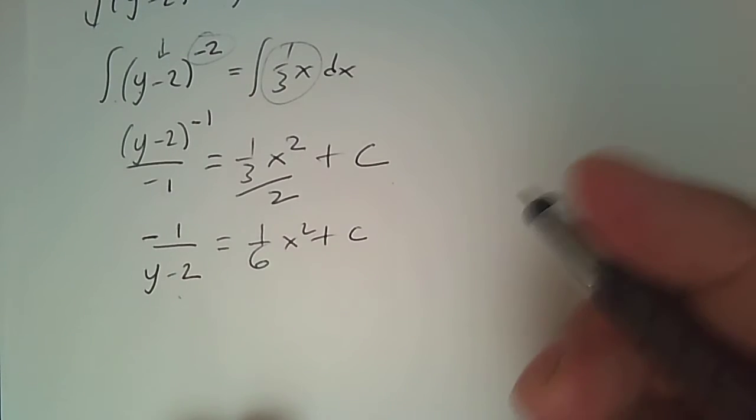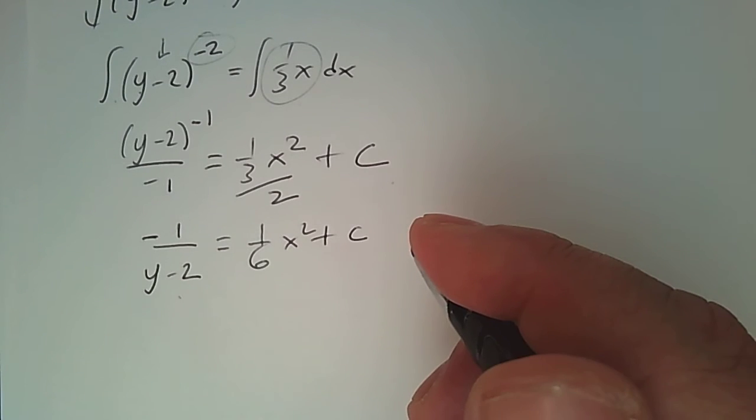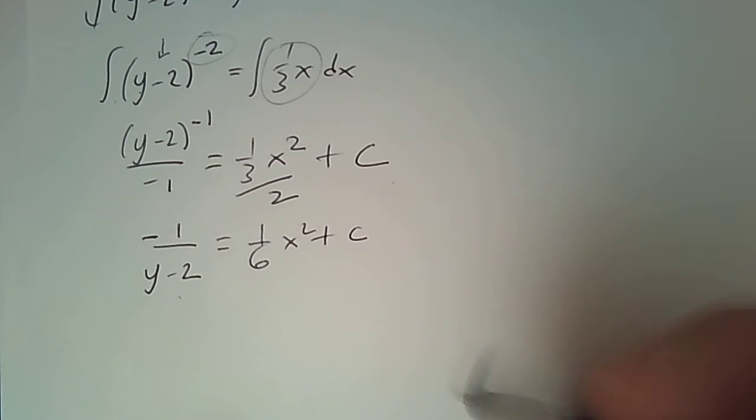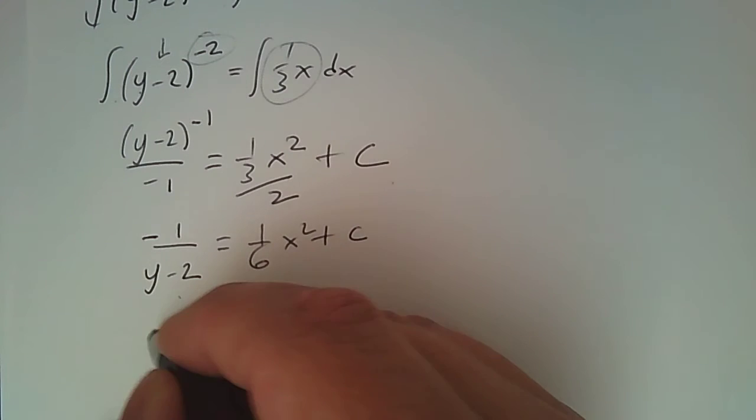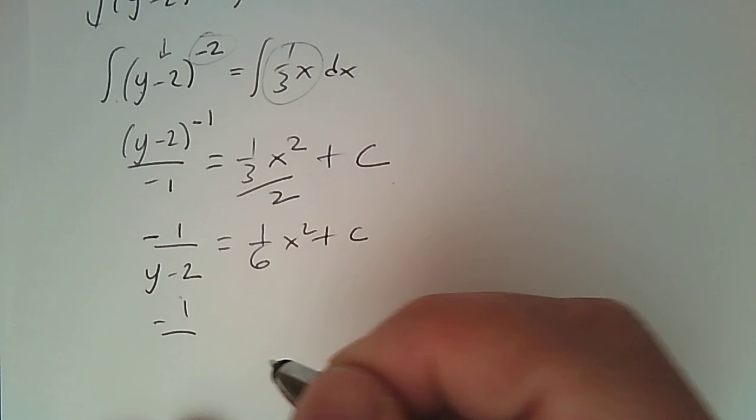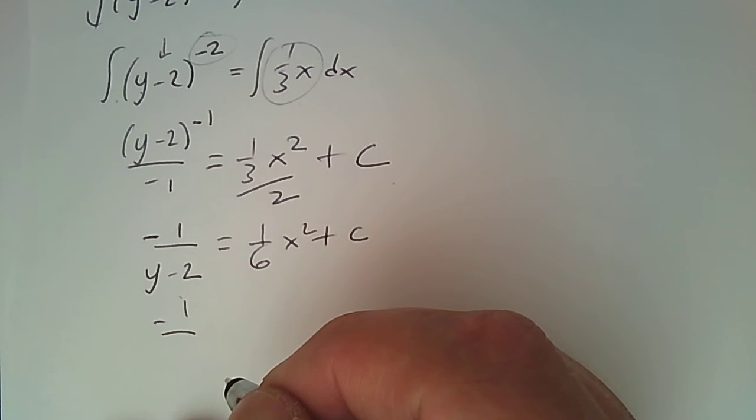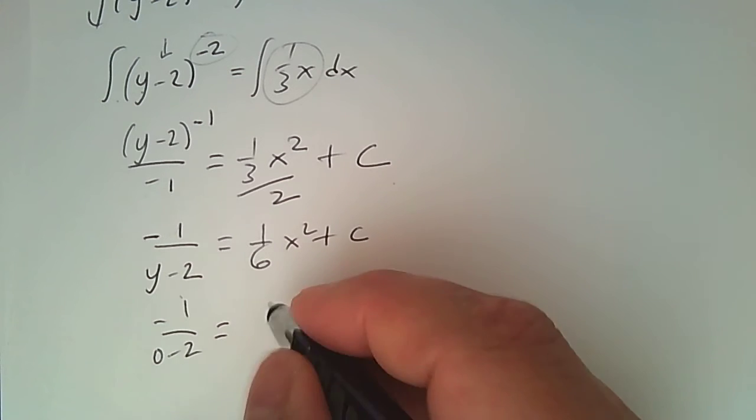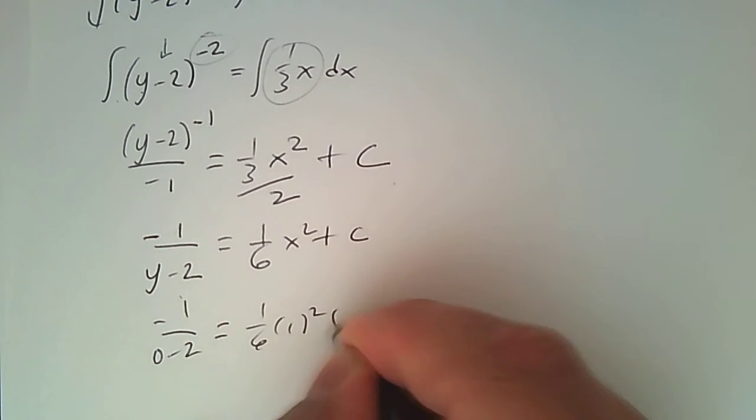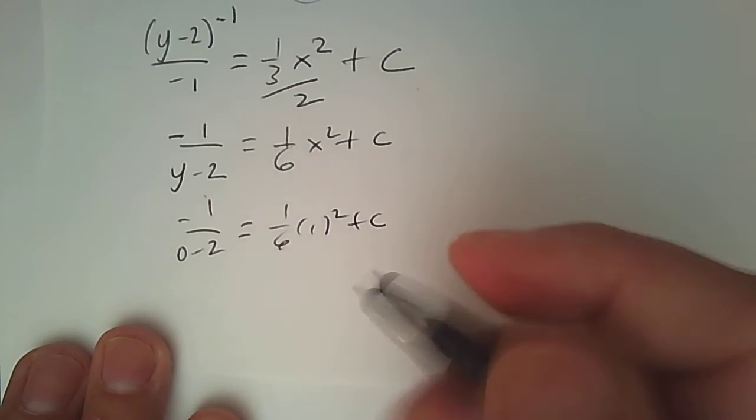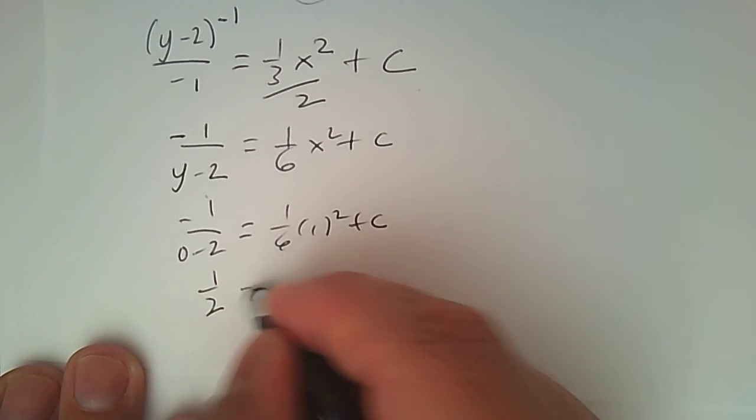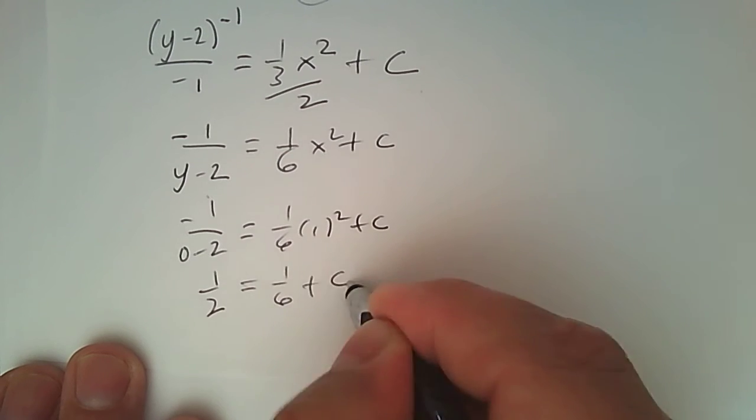And now, at any time you could plug in to solve for c and then solve for y. So let's say we want to plug in right now to solve for c. We can do that. So what's the y value again? And the y value is 0. Oh yeah, and what's the x value? It's 1. And can you solve for c? So it's positive a half, so notice the negative divided by a negative. 1 squared, and that's 1/6.